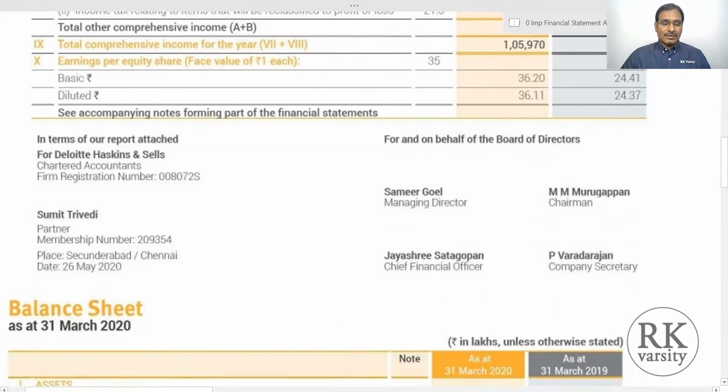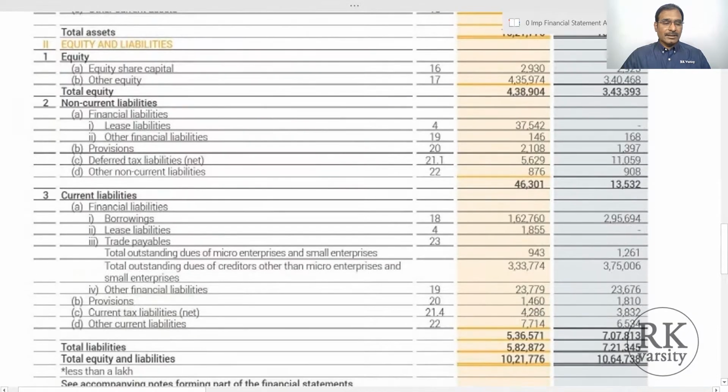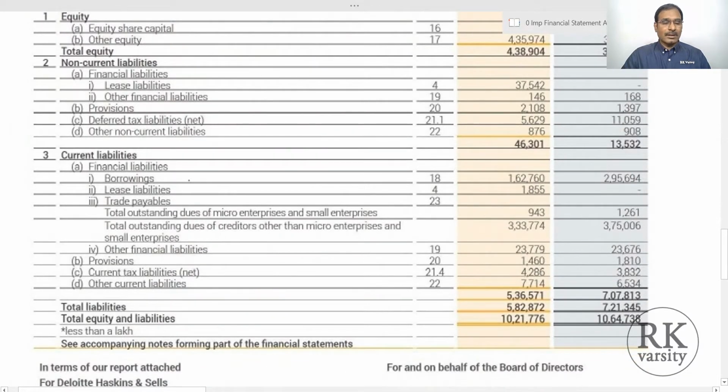Then come your payables. Payables you will find in the balance sheet under the head current liabilities. Here you have current liabilities, and you will find trade payables. Trade payables are classified into two. One is total outstanding dues to micro enterprises and small enterprises, then total outstanding dues of creditors other than micro enterprises. So these two items you need to consider.